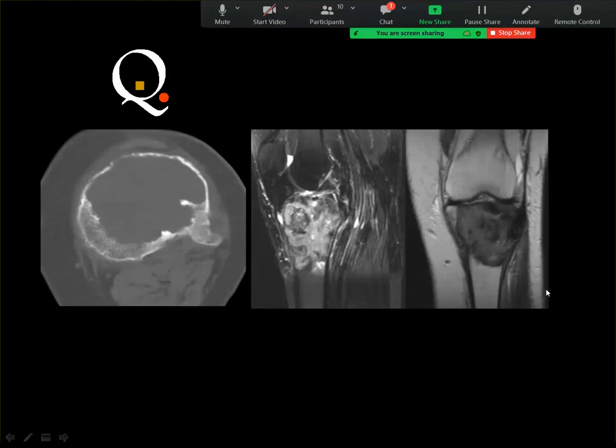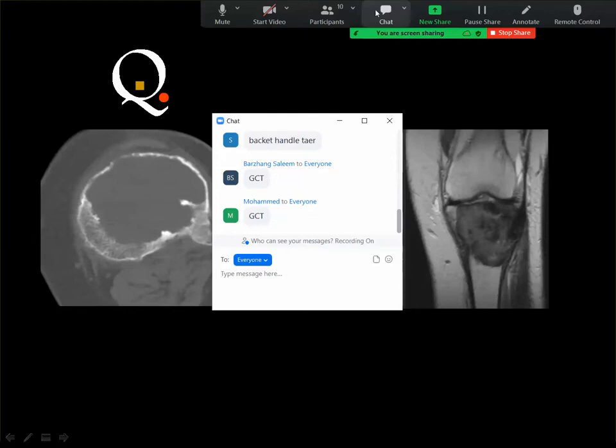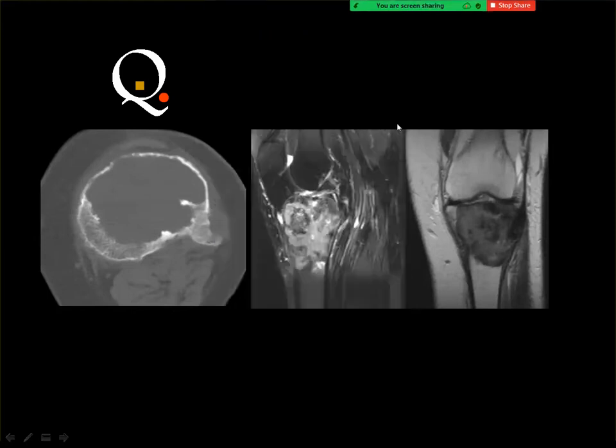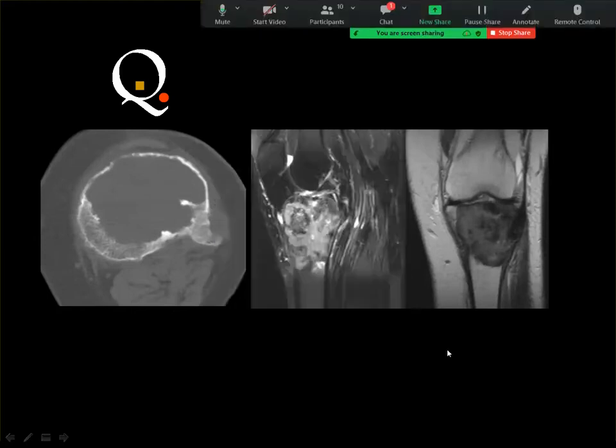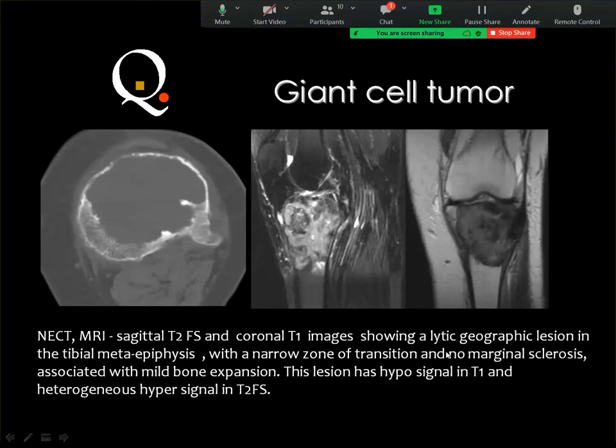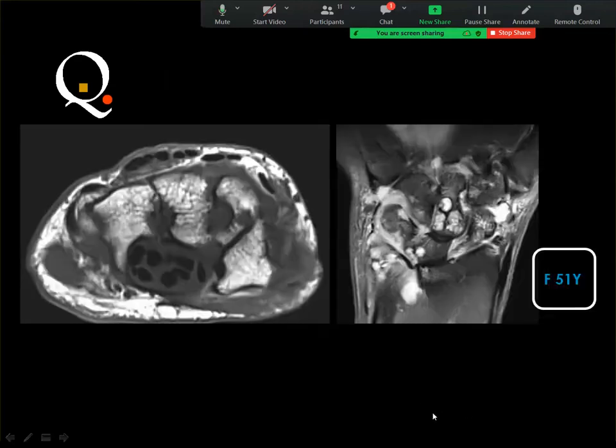Then this is the CT scan, sagittal STIR and coronal T1. As giant cell tumor, yes, and this is a good answer. And you see an osteolytic lesion with a rarefaction of the cortex, and the lesion is reaching the articular surface, which is diagnostic of giant cell tumor.